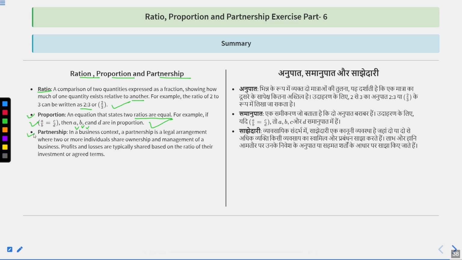Now, what is partnership? In a business context, a partnership is a legal agreement where two or more individuals share ownership and management of the business. Profit and losses are typically shared based on the ratio of their investment or agreed terms.